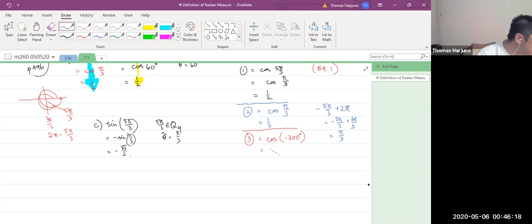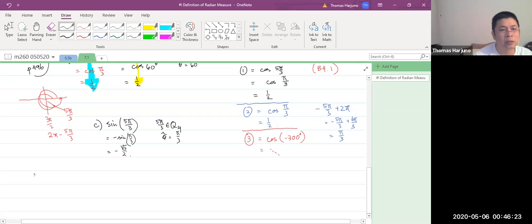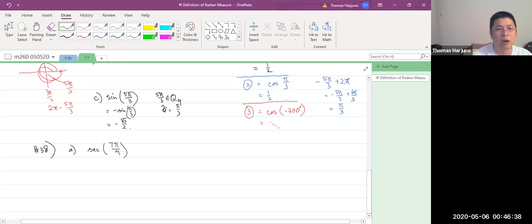Let's see, for example, number 38, part A. Secant of 7 pi over 4. How will you do this? Well, I don't know the value for secant. Let me change this into 1 over cosine.